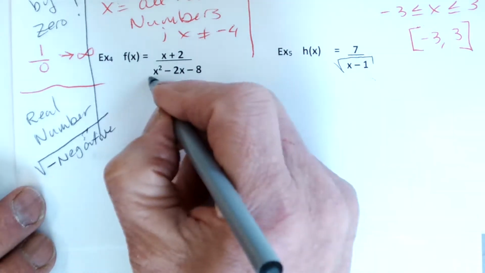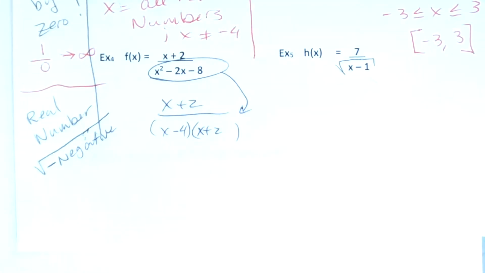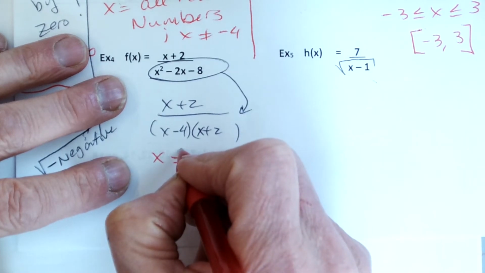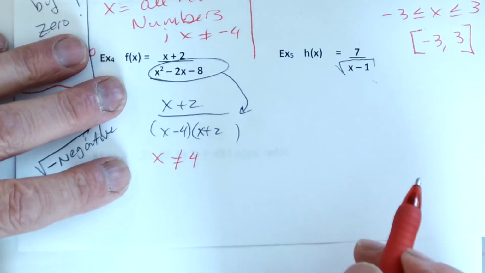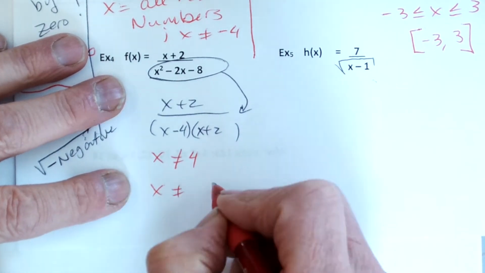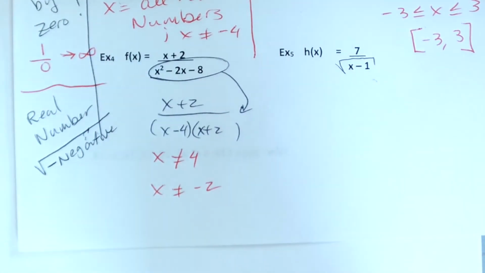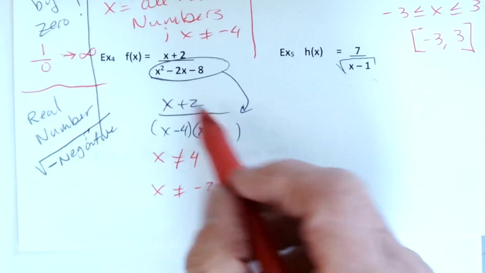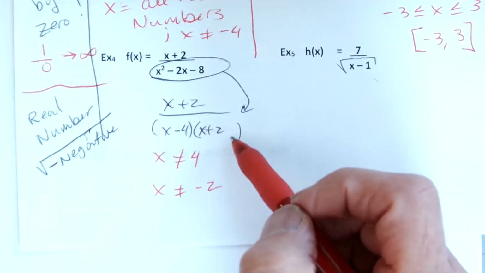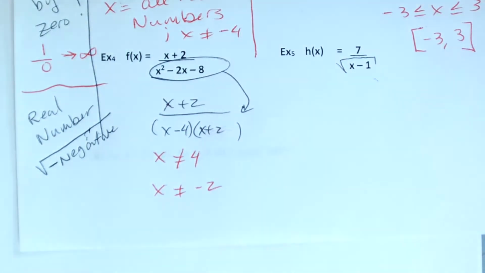So I just factored my denominator. And then if I look at it, it's like, wait a minute. X cannot equal 4, right? And x cannot equal negative 2. You guys agree with that? Now you might be able to cancel out the 2's and say, well, I don't need to worry about this. But in the original function, it's there. You agree?